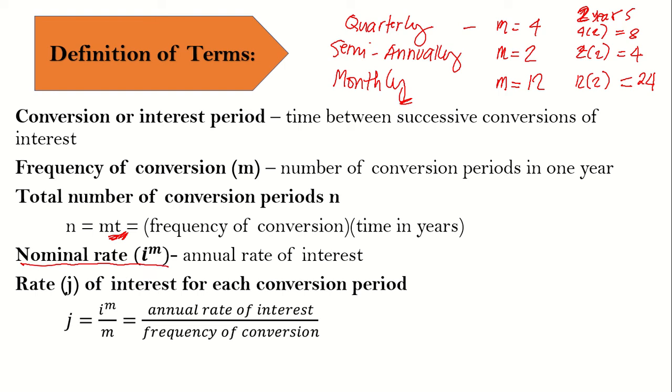The nominal rate naman is the annual rate of interest. Annual. This is per year. Rate of interest for each conversion period, denoted by lowercase j, is i raised to m, which is the nominal rate, annual rate of interest, divided by the frequency of conversion. Kumbaga, per quarter, magkano yung interest? Per monthly, magkano yung interest? And so on and so forth.